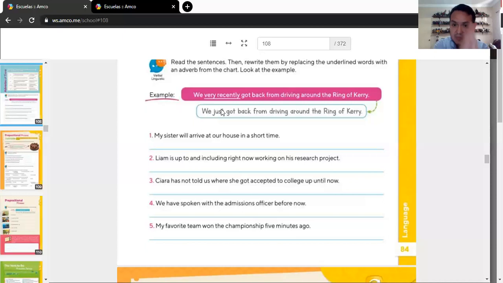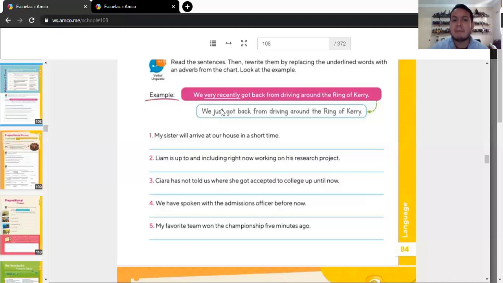Subject, adverb, verb, complement. Once again, so you can write it down. Subject, adverb, verb, complement. Understood? Let's do the number 1. I'm going to give you number 1 for free.